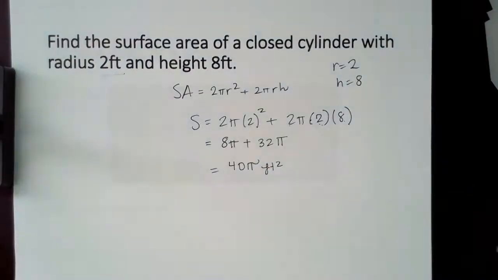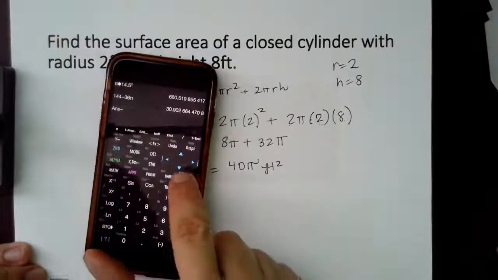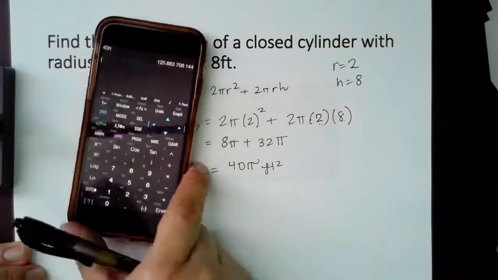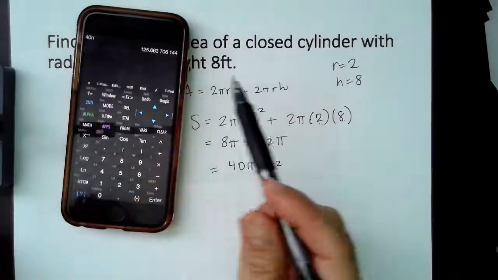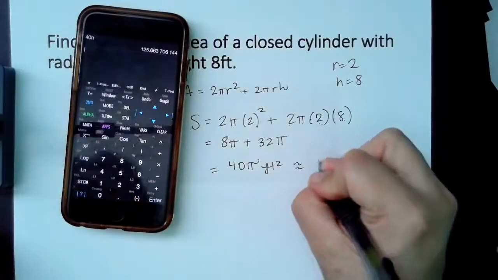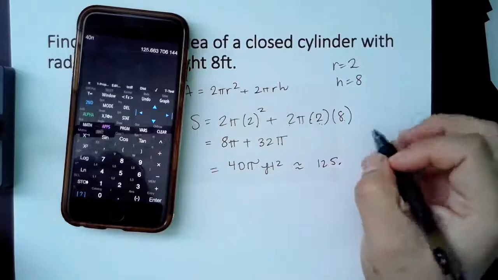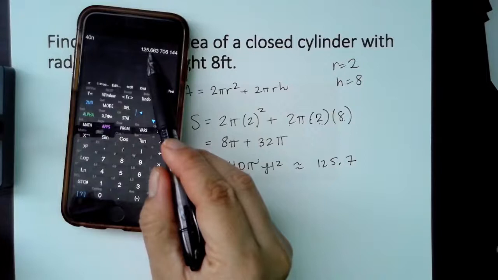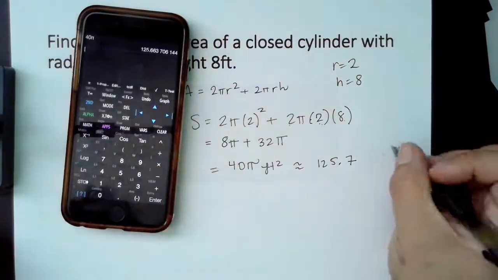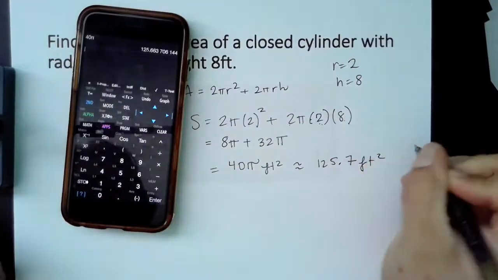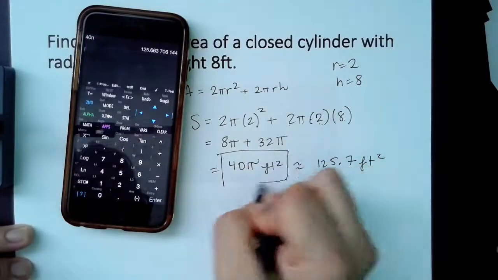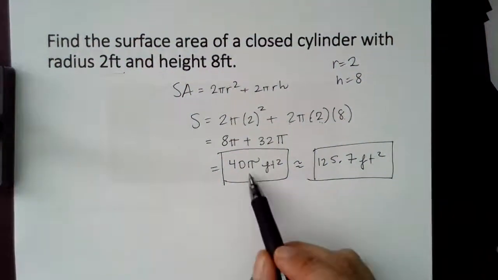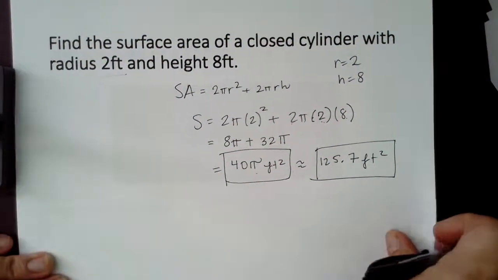But if you wanted to write that as a decimal, you would put 40 pi, and then you can approximate that. It's 125.66 or 125.7, because of rounding. The digit next to the 6 is 6, so we need to round up, feet squared. Okay, so either one is fine. It just depends on the problem. If it says give me an exact answer, then you need to give it in terms of pi.